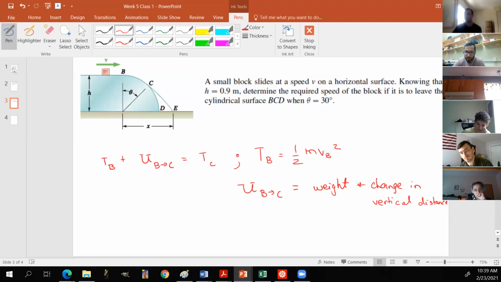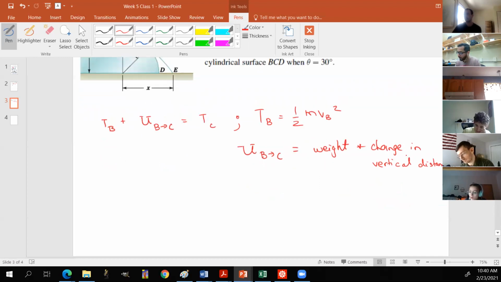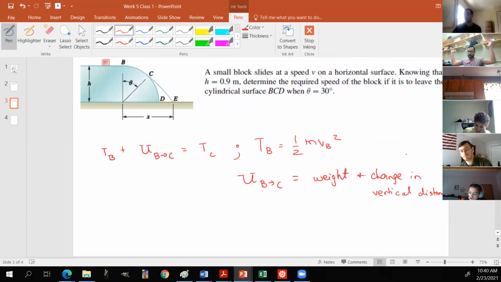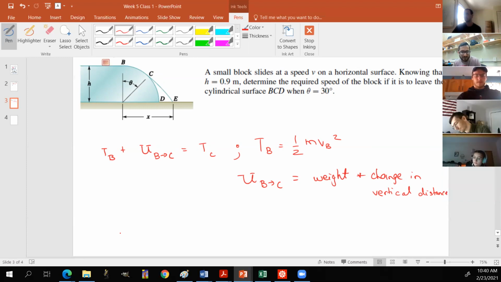Is it going to be positive or negative? Positive, because the weight is in the same direction as your motion. So now the trick is, how do you find the change in vertical distance? You can find it out. Say hello to Triangle Boy. You have that height equal to h like that, and then how do we find the change in vertical distance?